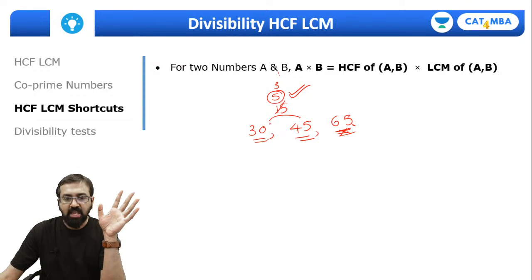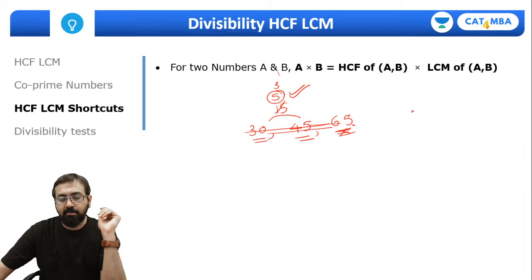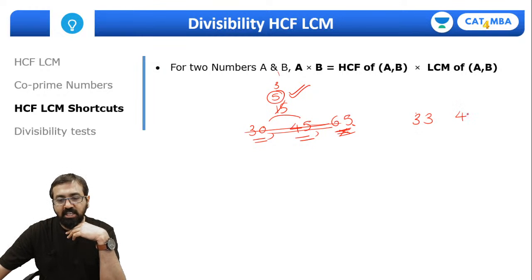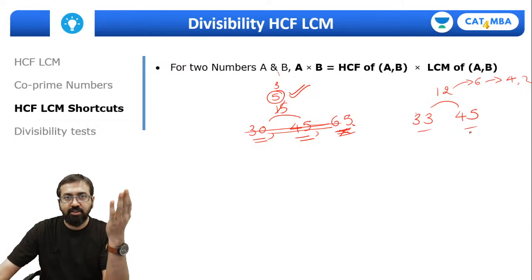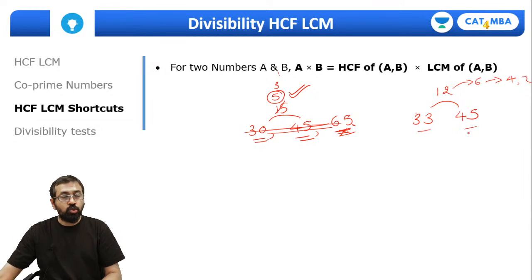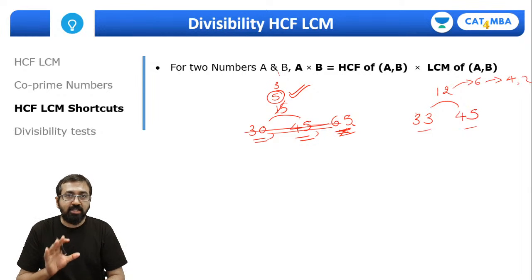Are we clear? This was a very simple example, but if you come across a question like this one, say 33 and 45. Check the difference, it's 12. So HCF will be either 12 or a factor of 12, that is 12, 6, 4, 3, 2, 1. So you can make out that both the numbers are divisible by 3. So HCF has to be 3. Right. So I hope you have understood the shortcuts for HCF and LCM.